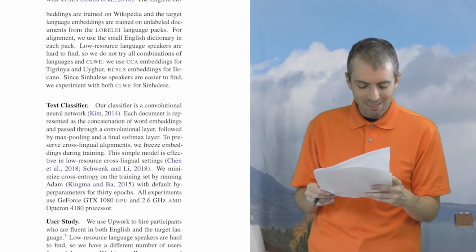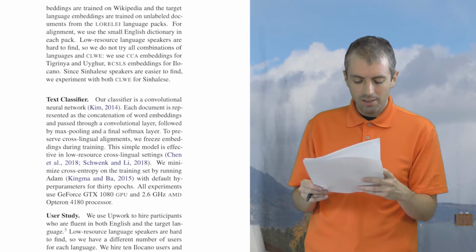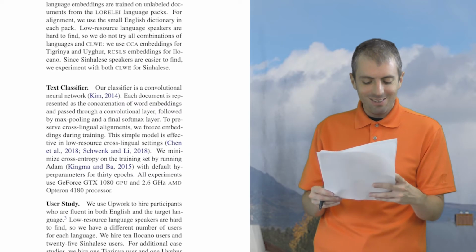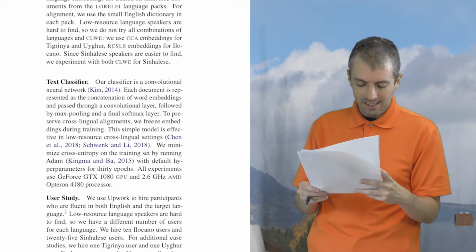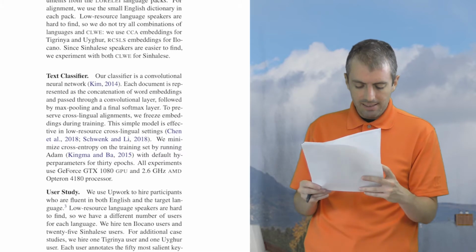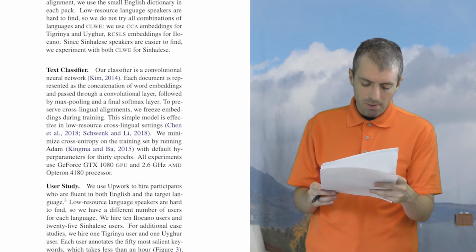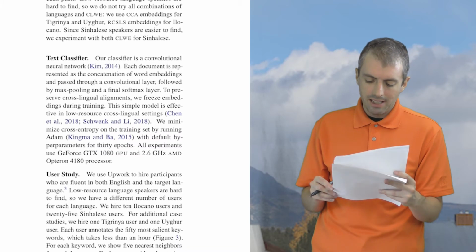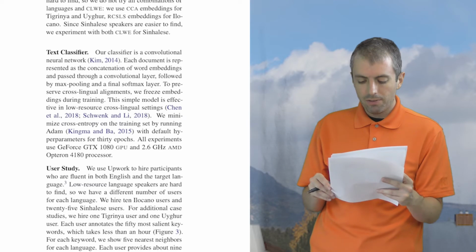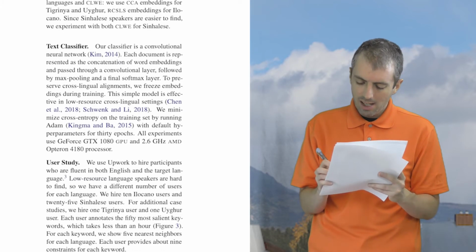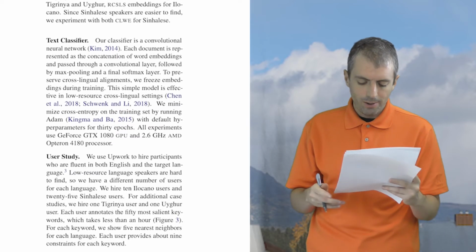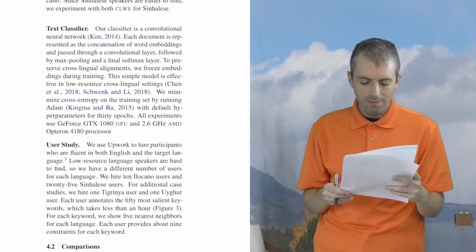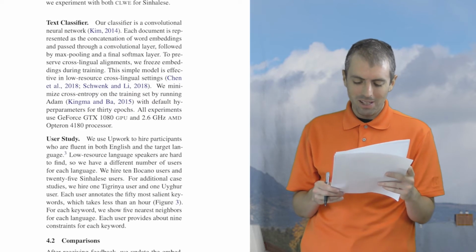Our classifier is a convolutional neural network with the same architecture from Kim 2014. Each document is represented as a concatenation of word embeddings and passed through a convolutional layer. To preserve cross-lingual alignments, we freeze embeddings during training. The simple model is effective in low-resource cross-lingual settings. We minimize cross-entropy on the training set by running Adam with default hyperparameters for 30 epochs. All experiments use a GeForce GTX 1080 GPU and a 2.6 GHz AMD Opteron 4180 CPU processor.